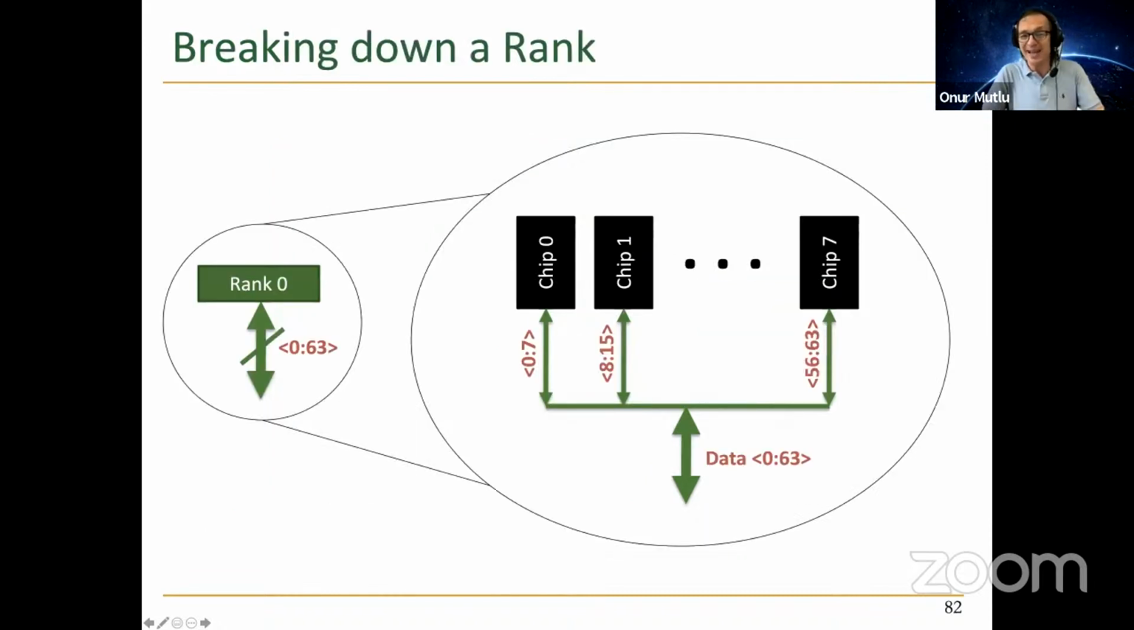Okay, if you break down a rank, what you see is what I kind of showed you earlier. You have multiple chips, in this case, 8 chips. And whenever you do an access, you get 64 bits of data out. And each chip supplies only 8 bits of it. Why? Because chips are very much cost constrained. So you minimize the cost by minimizing the number of pins. And pins are cost, essentially.